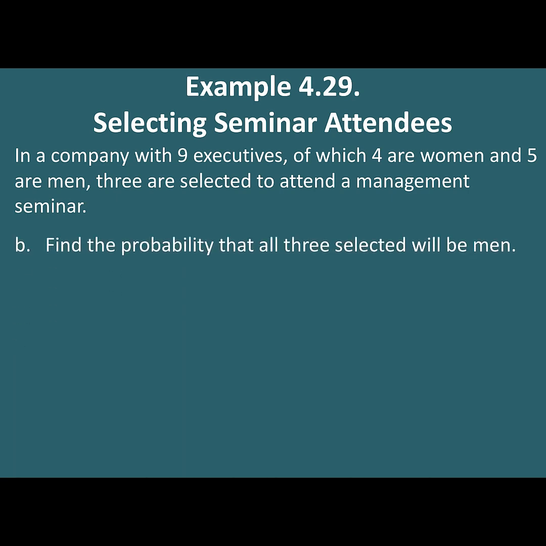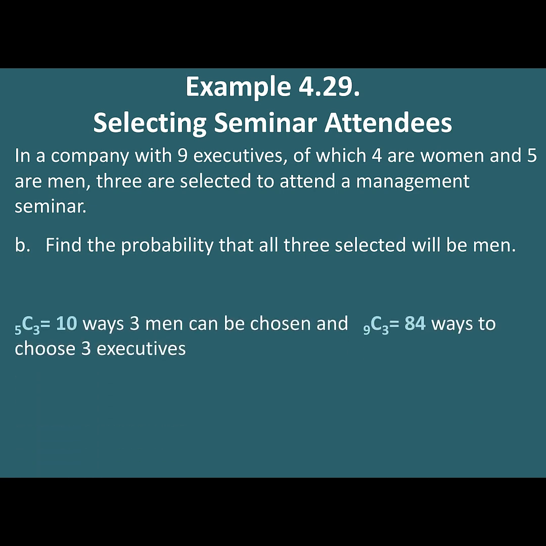Now, the next one, let's go ahead and take the same problem and now find the probability that all 3 selected will be men. So once again, we choose out of 5 men a group of 3, and there are 10 ways to do so. Once again, in how many ways can we choose 3 people out of 9? That would be 84. And simply dividing 10 divided by 84 gives us 0.1190.